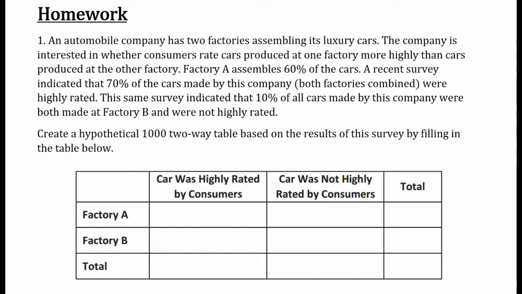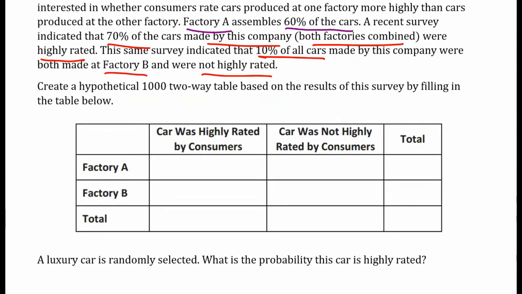All right, so we've got 60% of the cars made by Factory A. We've got 70% of the cars of this company, both combined, were highly rated. And the same survey indicated that 10% of all of its cars were made by B and were not highly rated. So, how can we make a hypothetical 1,000 table from this? Well, we're going to assume that we have 1,000 cars.